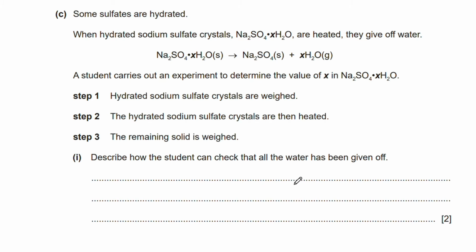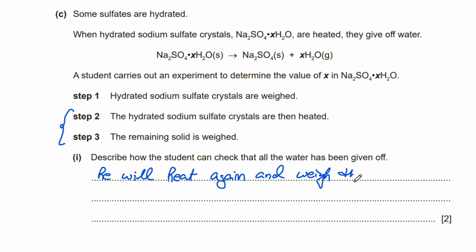Basically, he will repeat steps 2 and 3, and he will do it 2 to 3 times. Or you can say he will keep on doing that until he gets a constant mass. So what will be your answer? That he will heat again and weigh the remaining solid until he gets constant mass.